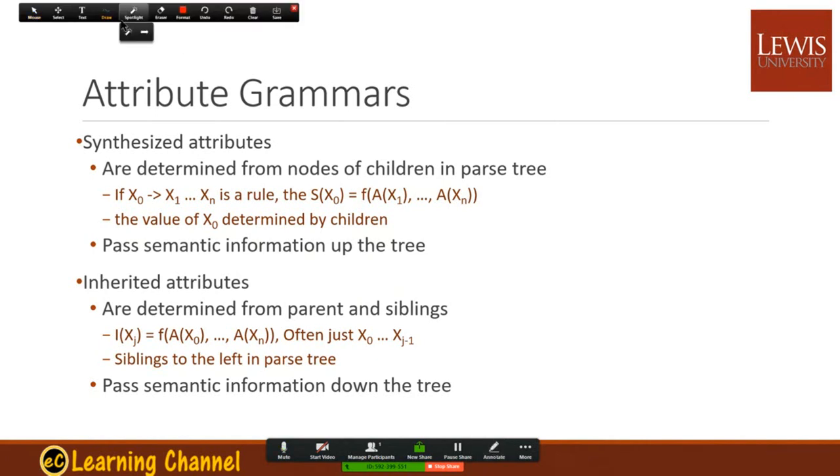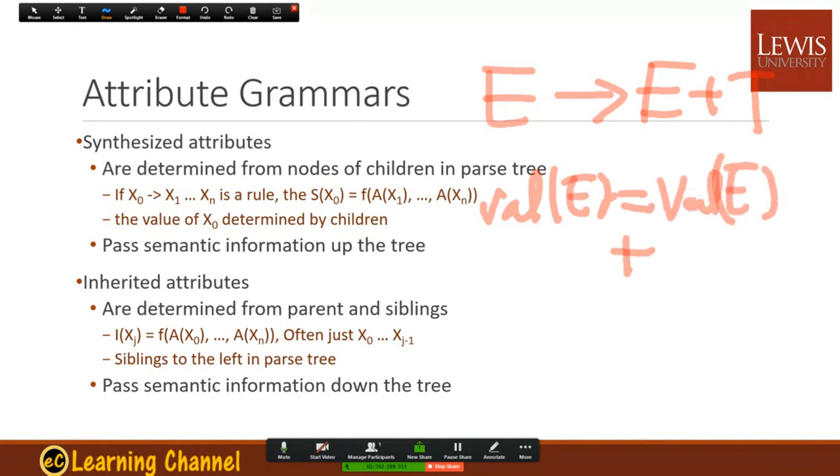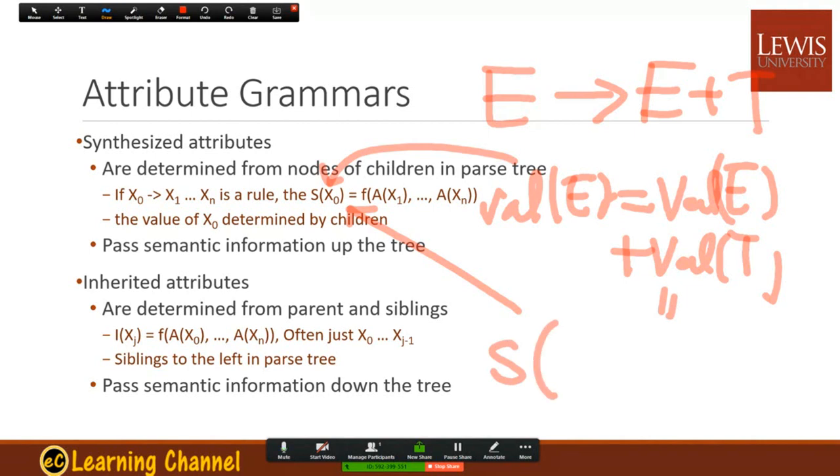So to be short, I'll give you a simple example. It's like this: expression equals expression plus term. So the value of this expression equals the value of expression plus the value of the term. This is actually what this is. The value is S. This is the sum. So here, let me see. It's a sum of the. I'm sorry.